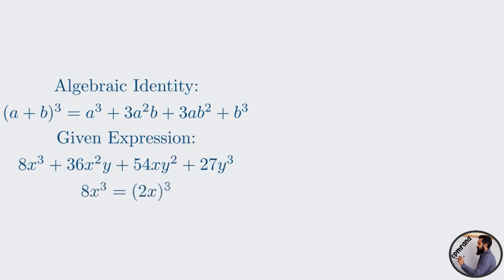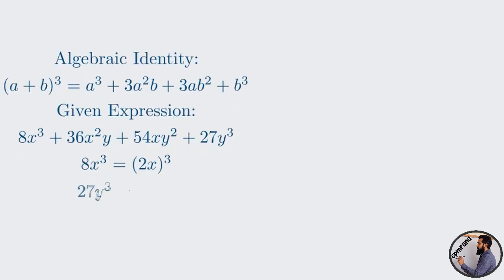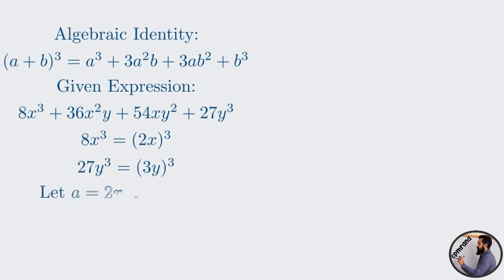Notice that the first term, 8x cubed, is actually the cube of 2x, and the last term, 27y cubed, is the cube of 3y. This suggests that in our formula, a might be 2x and b might be 3y. Let's check the middle terms to see if they fit.